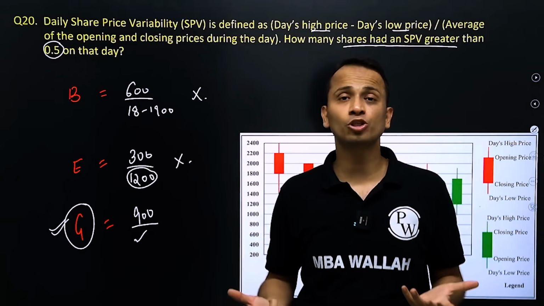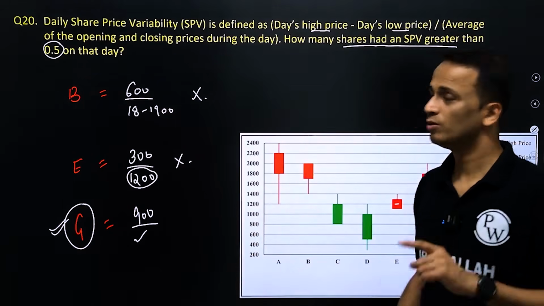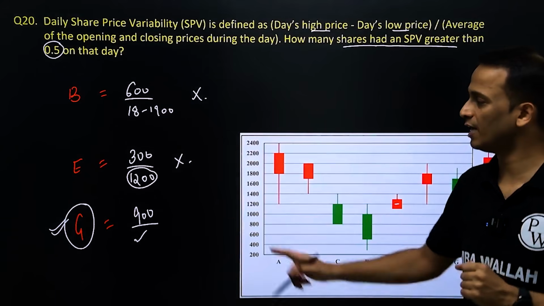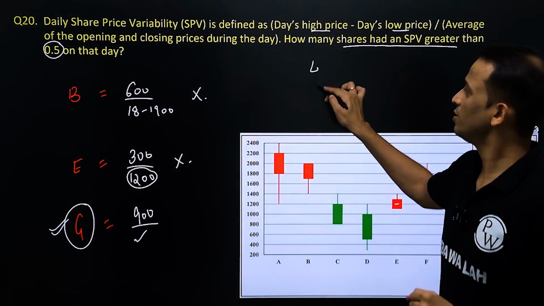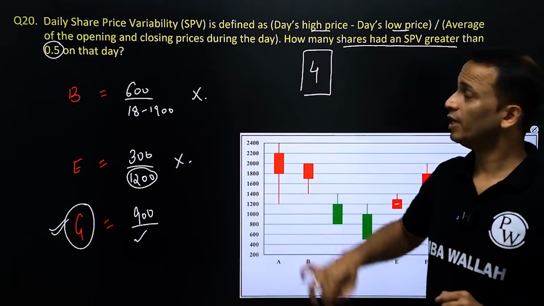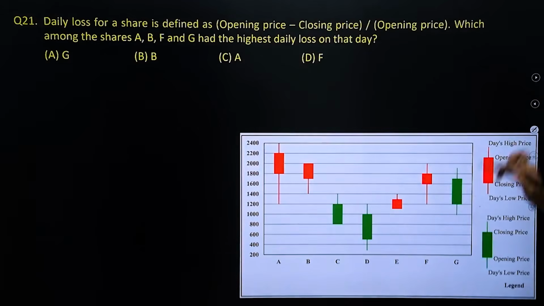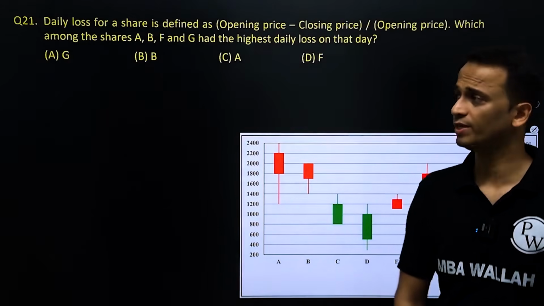And this is the exact question of CAT 2024. Okay. So 3 from the first question and 1 from this, will type in the answer as 4. So there are 4 shares in which SPV is greater than 0.5. Quickly move on to the next question, question number 21.